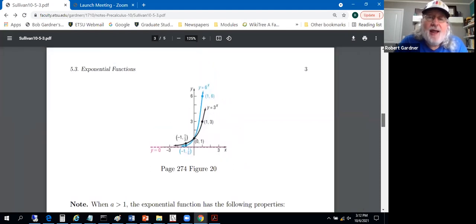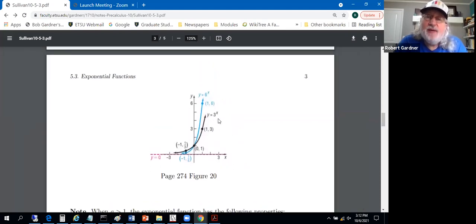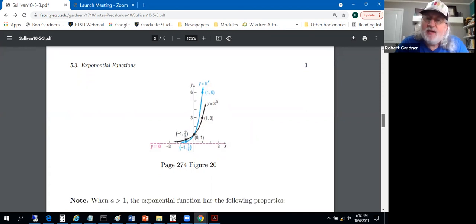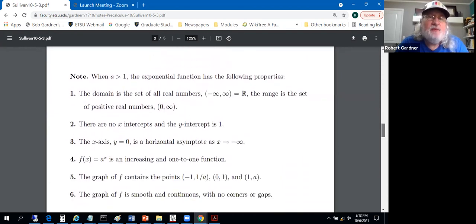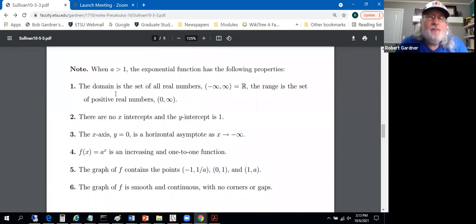So this is what happens when you make the base bigger. Say base a equals 3 compared to a base a equals 6 exponential function. Bigger bases yield functions that grow faster and get bigger on the right. On the left, they get smaller as we move to the left. And it's because of a reciprocal behavior between the left and right. When a is greater than 1, this is the case we've only addressed so far. We'll consider a between 0 and 1 shortly.